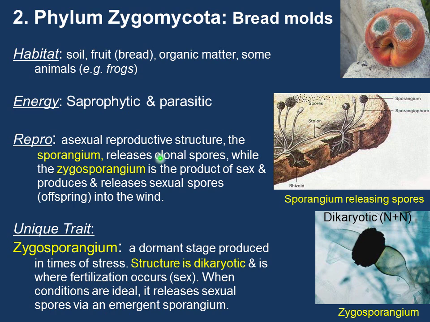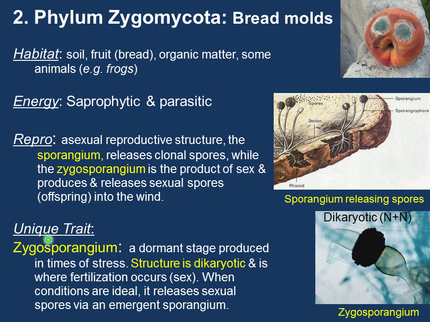The reproduction, so they have an asexual reproductive structure called the sporangium, and these release clonal spores, while the zygosporangium, a special type of sporangium, is the product of sex and produces and releases sexual spores, offspring, typically into the wind, although some of these actually explode and fire their spores at very incredible rates.